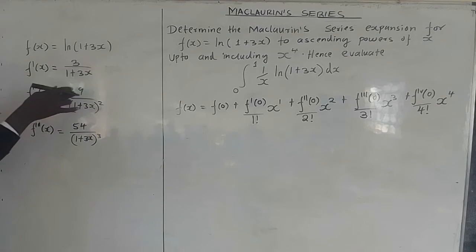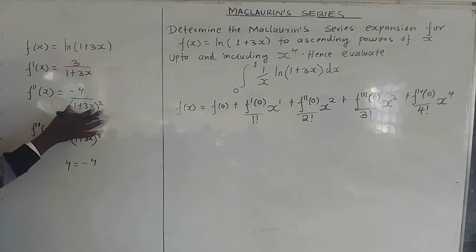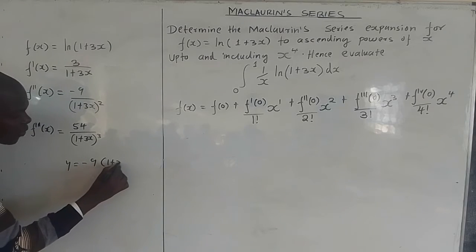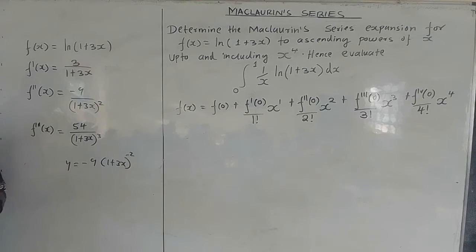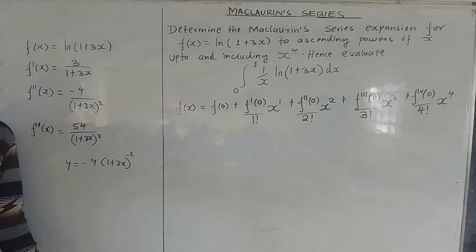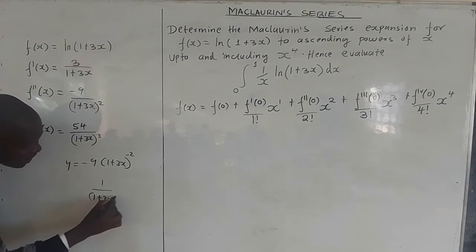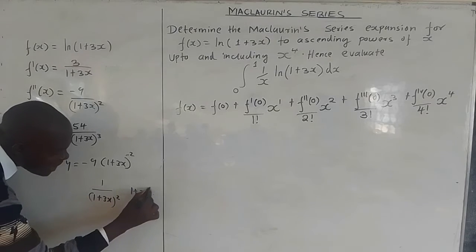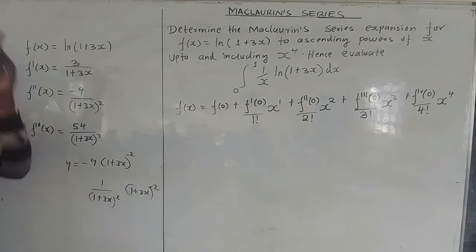Very simple. Look here. If you let y be negative 9 over 1 plus 3x squared, it means it is negative 9 times 1 plus 3x raised to negative 2. That negative means it is the reciprocal, but the power remains the way it was, isn't it? Are we together? Negative 9 over 1 plus 3x squared can be written in this form. This negative means it is in the denominator. Remember, if you have 1 over 1 plus 3x squared, this 1 plus 3x remains squared. The power does not change. You only put the negative to show that it is the reciprocal. Are you seeing that? Are we together?